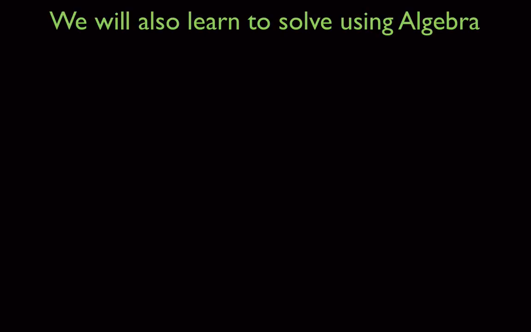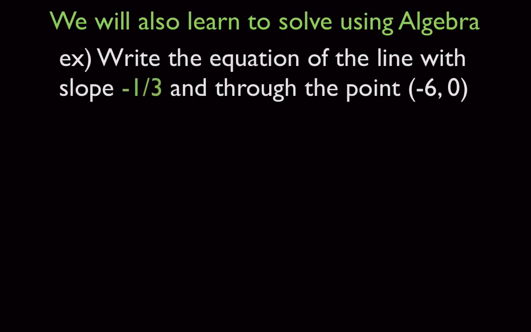Okay, our third example to try on our own. Write the equation of the line with slope -1/3 through the point (-6, 0). So do as much as you can. Remember that when we're multiplying by -1/3, it's the same as dividing by -3. And remember your triangle to determine the sign.